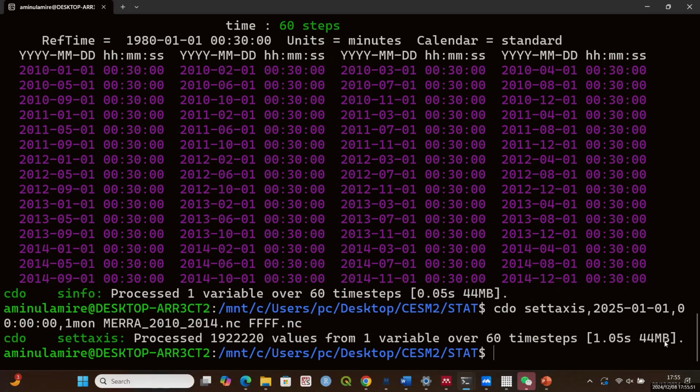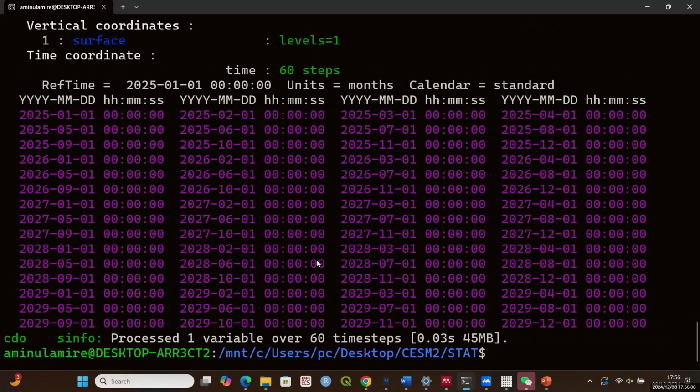So if you do CDO sinfo ff, you can see our data is starting from what? 2025, and it's 2025 all the way up to 2029. So it's like we have destroyed the original axis in that data. We have rewritten it by ourselves, so we have made it start from 2025 all the way up to 2029.